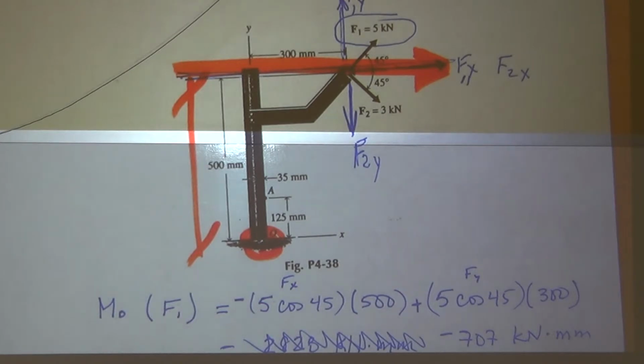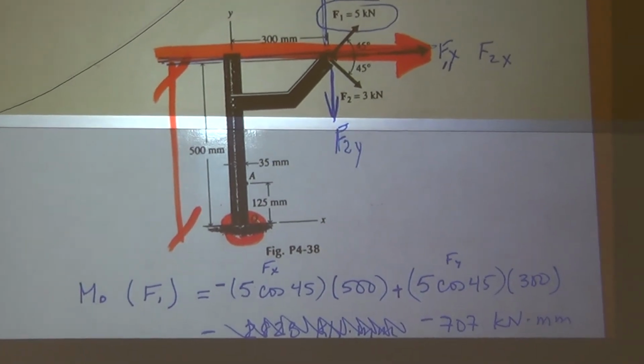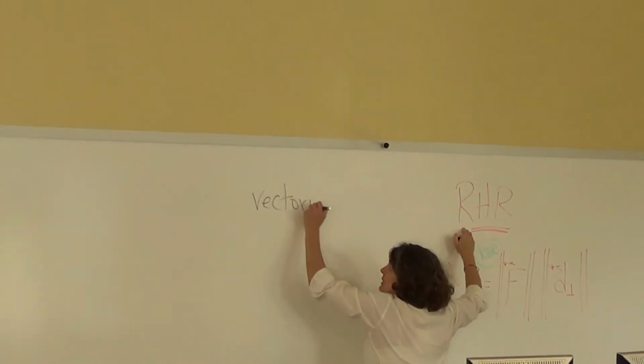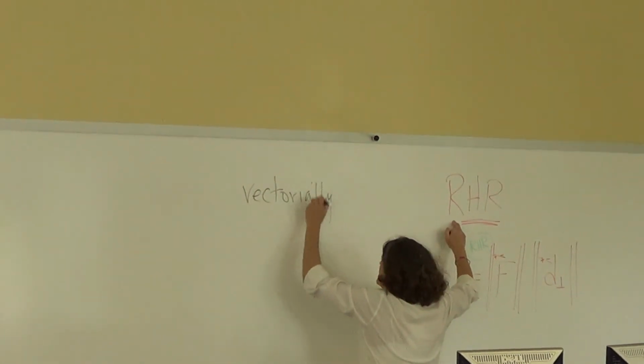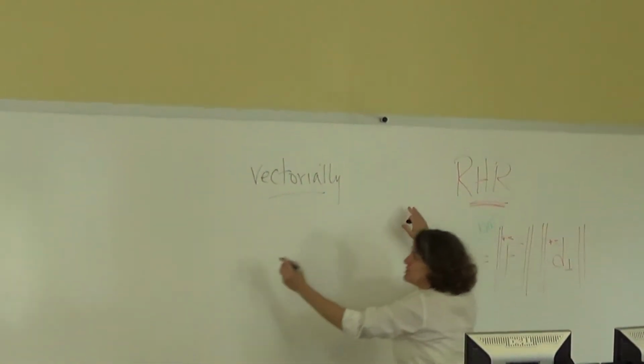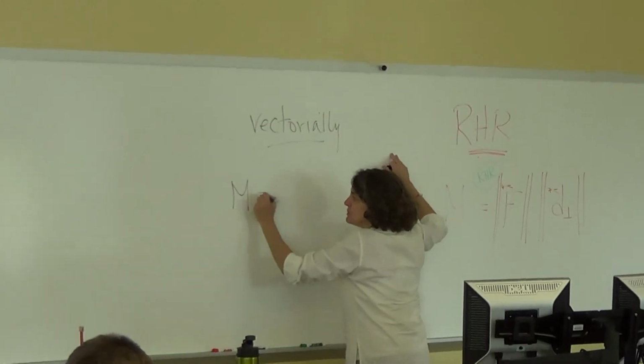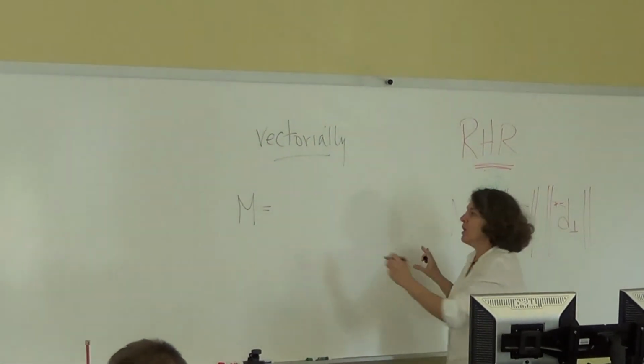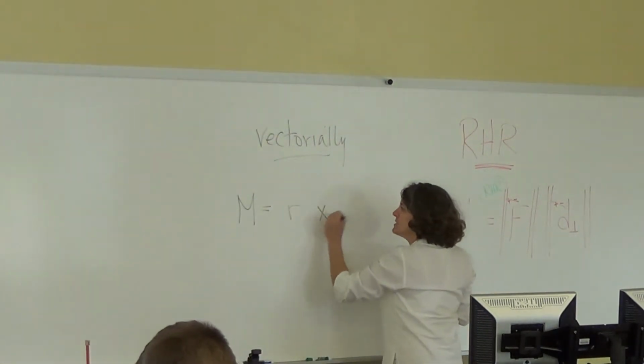Okay, so we did the right-hand rule, right? What we're doing now is, rather than solving for the moment using the right-hand rule, we're going to solve for it vectorially. Here we did it with the right-hand rule, so tell me, the moment is equal to what? R cross F.